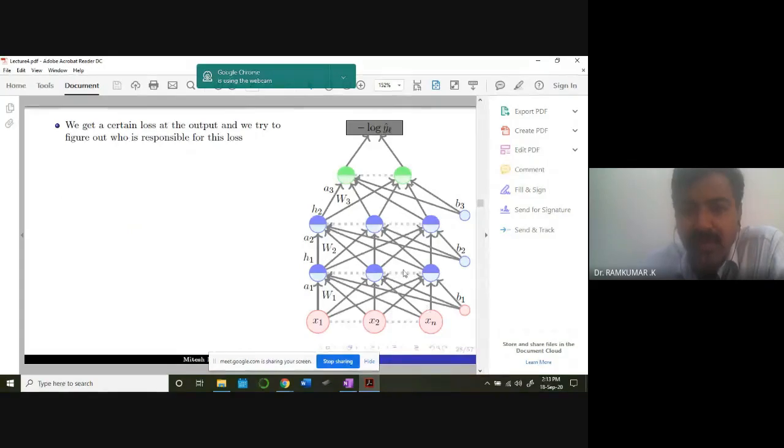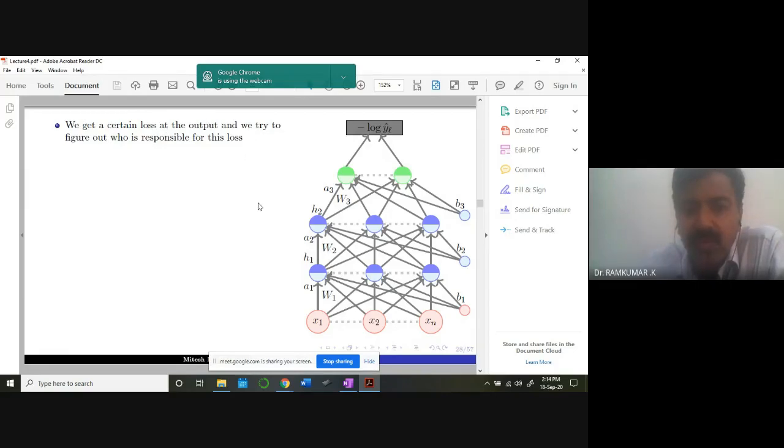So this is a key idea. So look at this idea. We get a certain loss at the output. So this loss function is different. Okay, this loss function is called cross entropy loss function. We have not discussed it yet. We will discuss it. But right now, just imagine for intuitive understanding, if this is a loss function. We get a certain loss at the output.